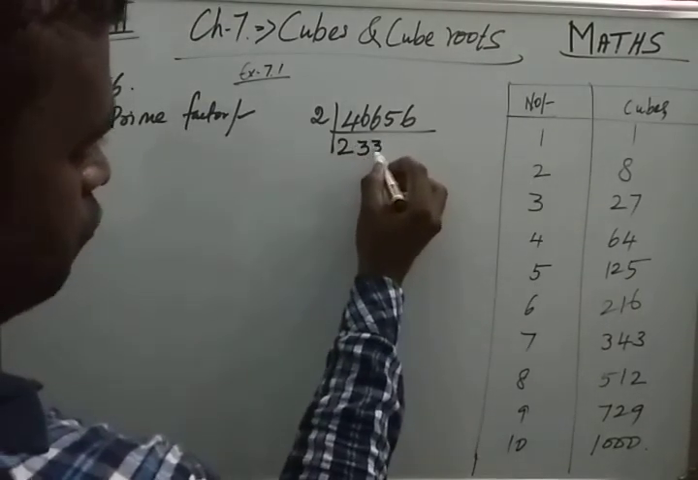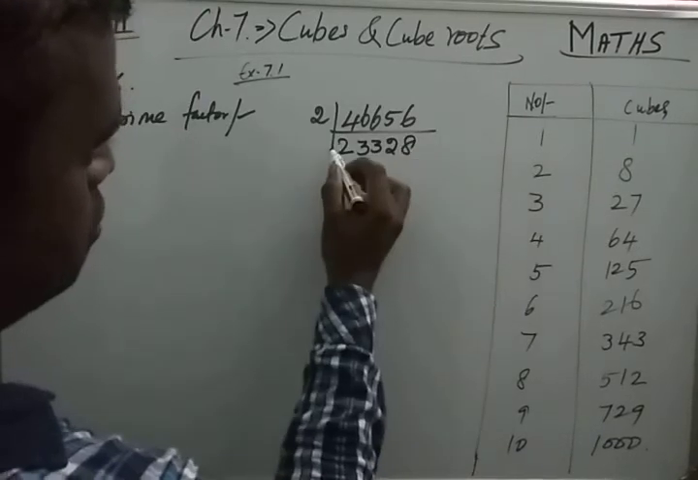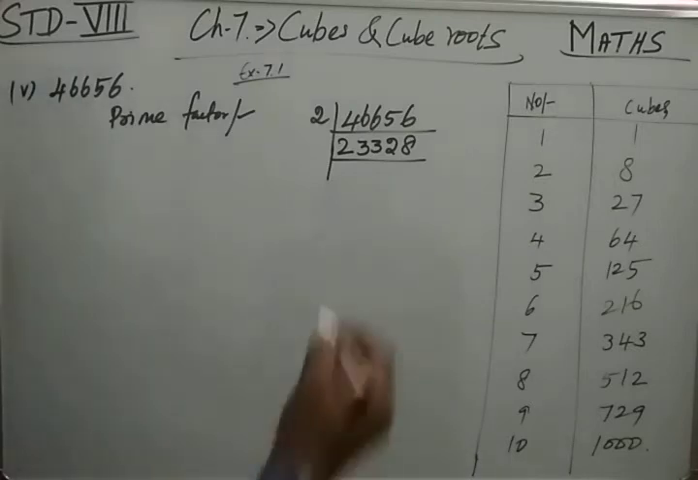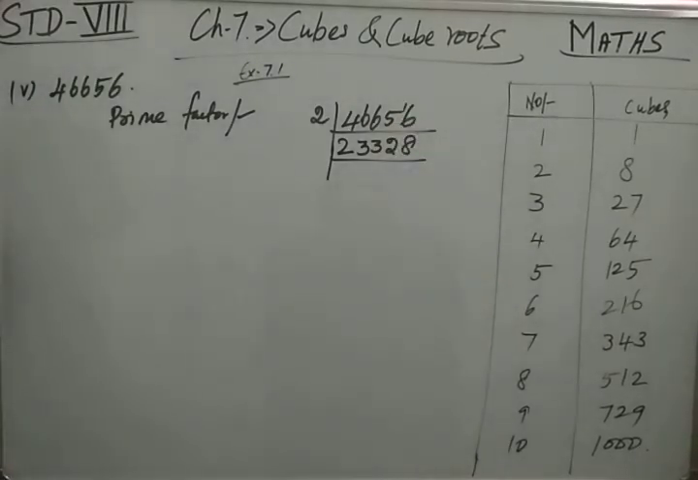2 3 3 2 8. Okay. 2 2s are 4, 3 2s are 6, 3 2s are 6, 2 2s are 4, then balance 116. Balance 116, 8 2s are 16. Okay, same like that. Next one.